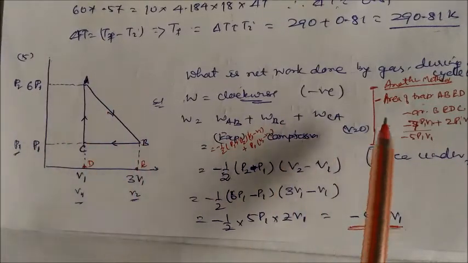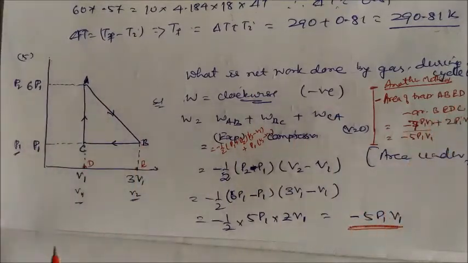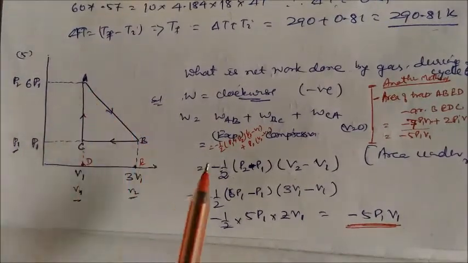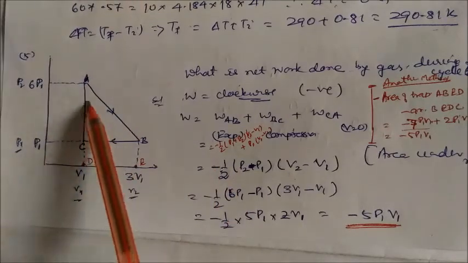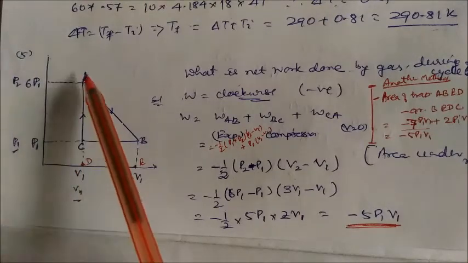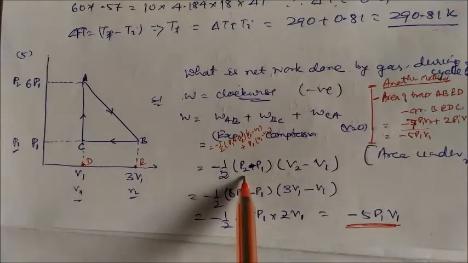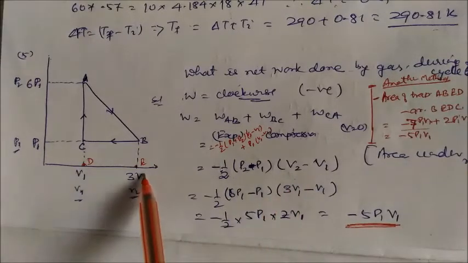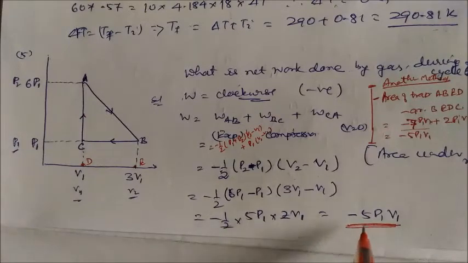We can take the area of the whole trapezium and subtract this ABCD. This is one way of solving. Another way: you take the area of this triangle. So the area of the triangle is minus half base into height. This is the height, P2 minus P1, multiplied by V2 minus V1. So minus half (P2 minus P1) (V2 minus V1). P2 is 6P1, P1 is P1, and V2 is 3V1, so minus half 5P1 into 2V1. So this will cancel, and you will get the answer minus 5P1V1. This is our answer.